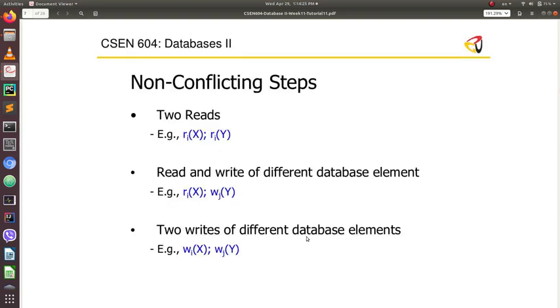Okay, now let's see the three types of non-conflicting steps. The first one is two transactions read different elements. The second one is two transactions read and write different elements. The third one is two different transactions that write different database elements at the same time. Transaction I and transaction J.